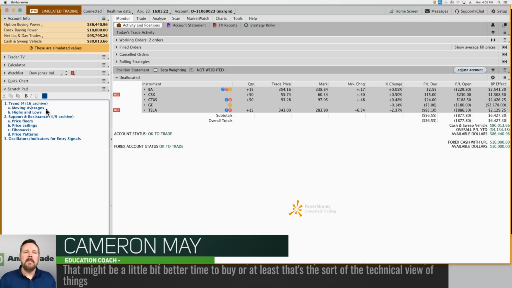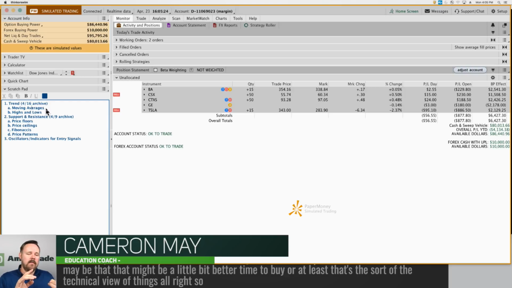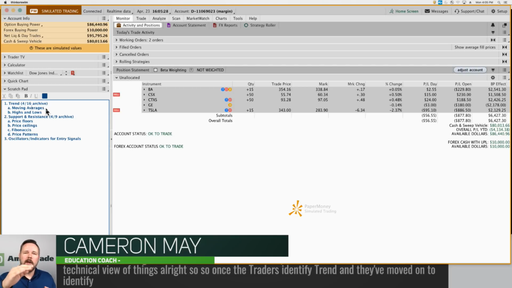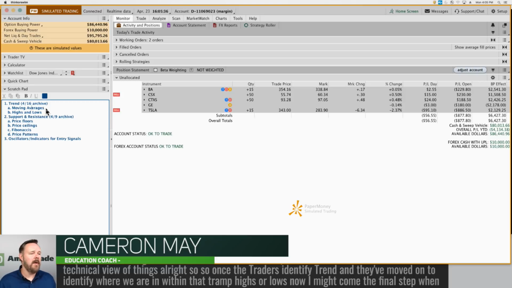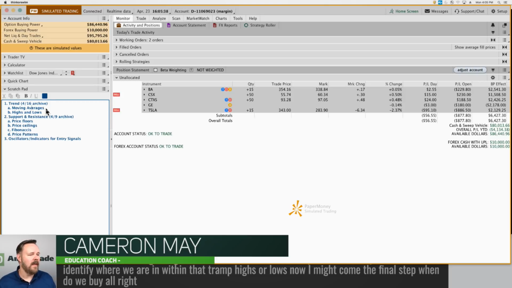All right, so once the trader has identified trend, and they've moved on to identify where we are within that trend, highs or lows, now might come the final step. When do we buy? All right, so that's what we're tackling today.